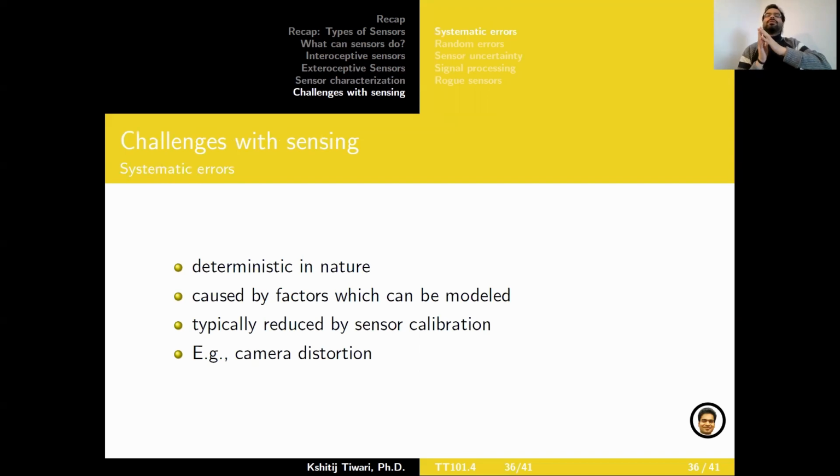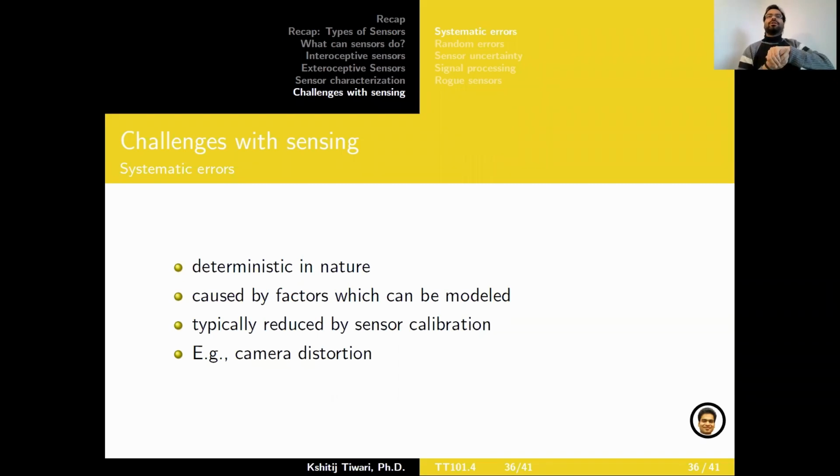Now, we've looked into various interoceptive sensors, various exteroceptive sensors, and various ways of characterizing the sensor's performance, okay? But there are also various challenges when using sensors. And now we're going to look into some of them and try and understand, so every coin has two sides. In the beginning, we talked about what sensors can do for us and why a robot needs sensors in the first place. But now we're going to see what the challenge is when you're deploying sensors onto a robot.